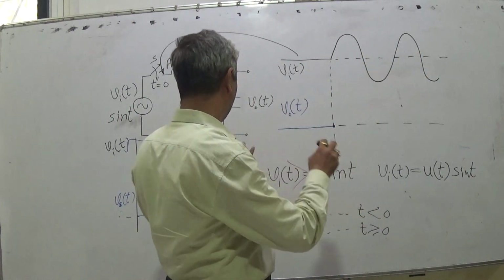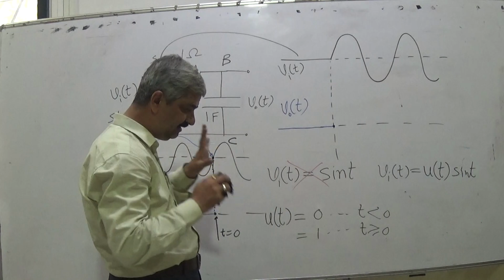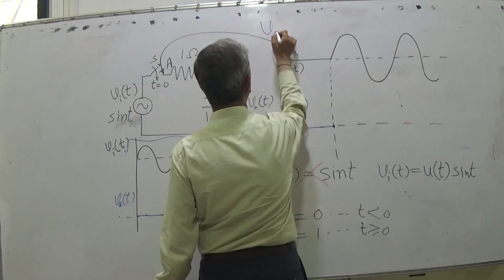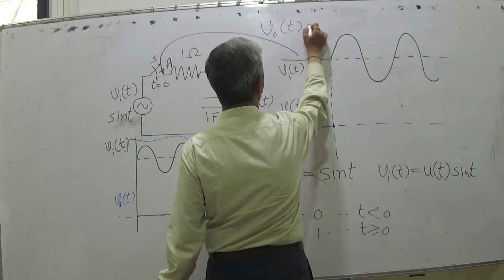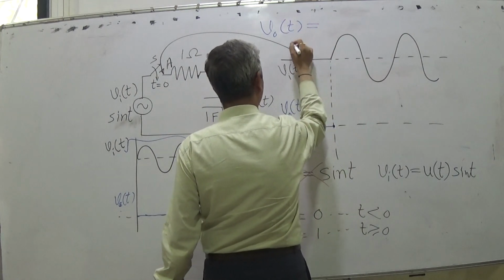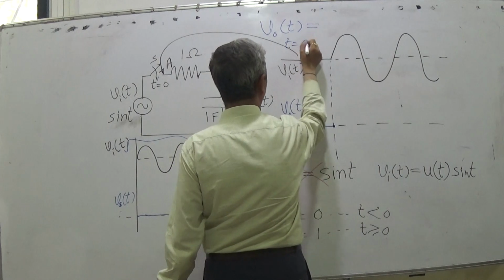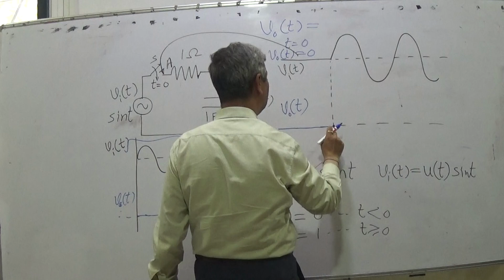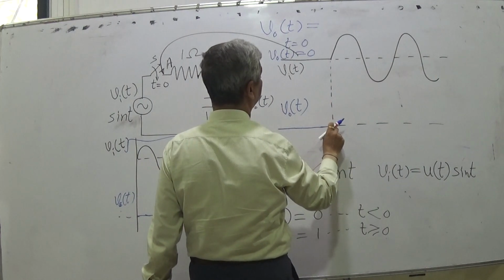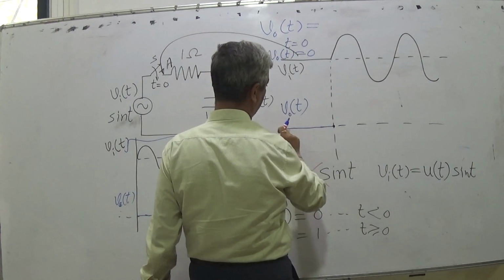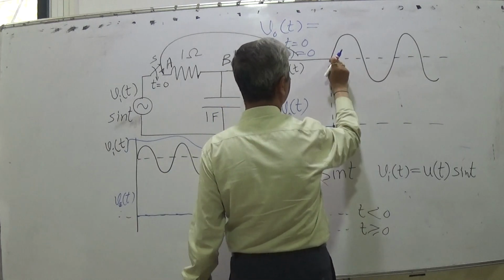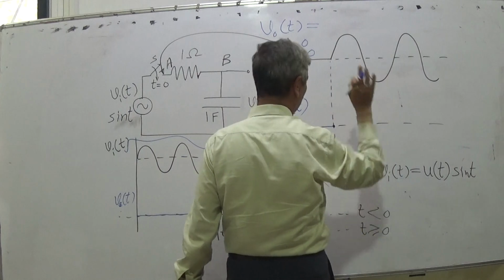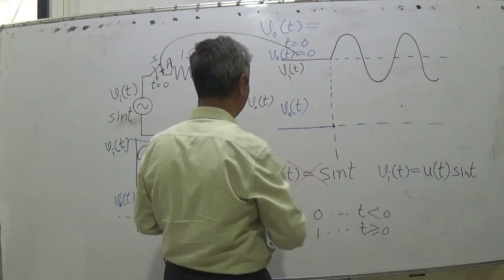So the ultimate thing is that whatever expression you are finding for Vot, at t equal to 0, Vot must be 0, because the capacitor was discharged, and when you apply this sinusoid, it can't change instantaneously, it will change slowly.